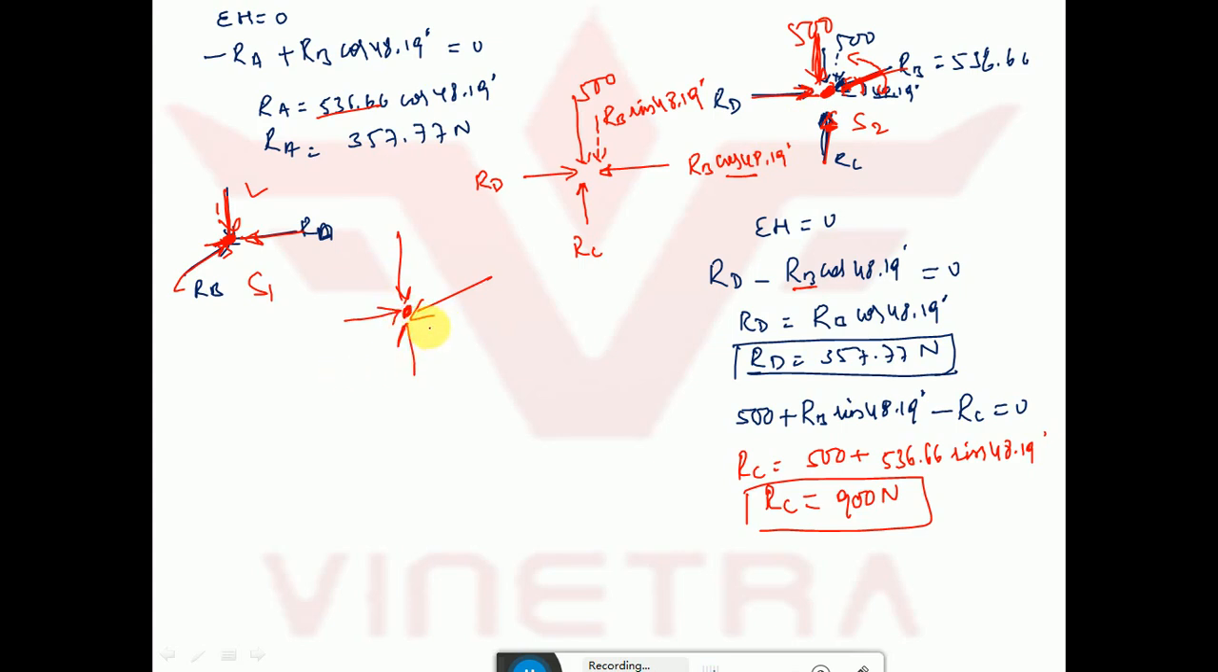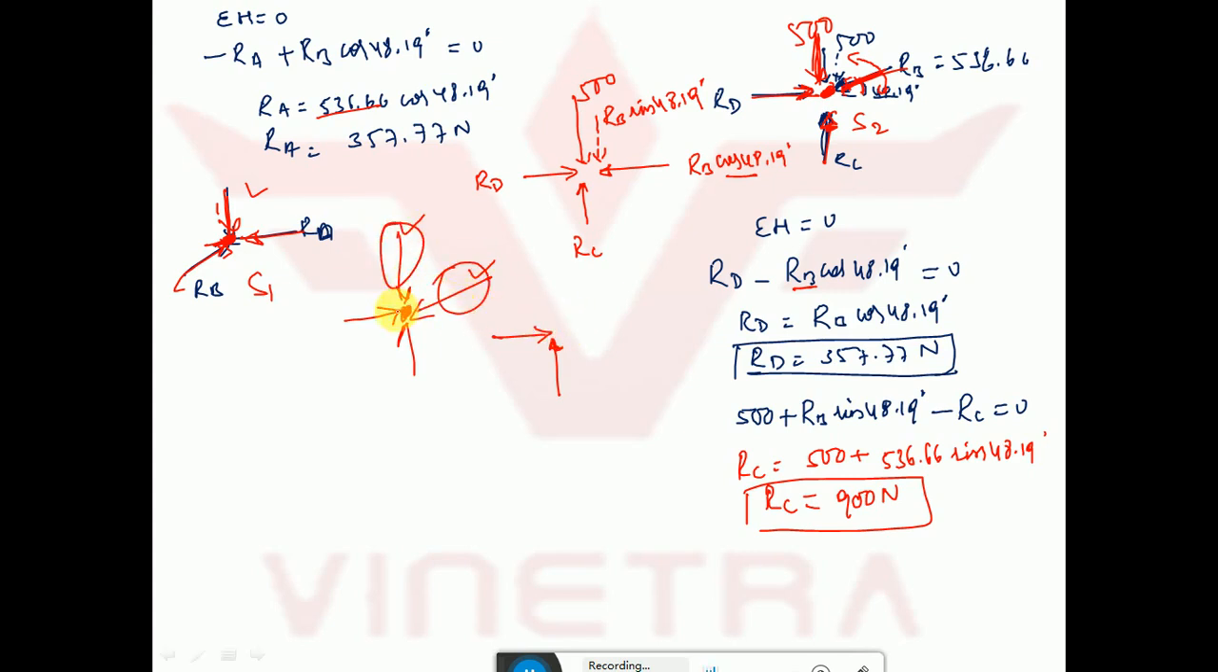So what can I do now? I cannot directly apply Lami's theorem. Lami's theorem can be applied only when the forces are in equilibrium and the forces should be in three numbers only. If more than three, we cannot go for Lami's theorem. So what I can do is, I will keep these two forces as they are, and I will find out the resultant of these two forces.